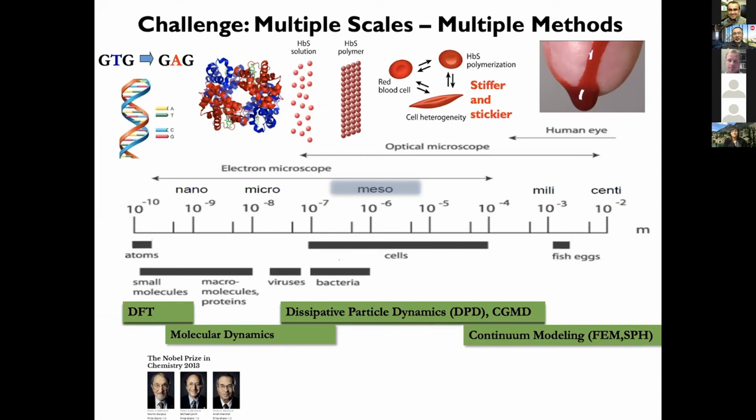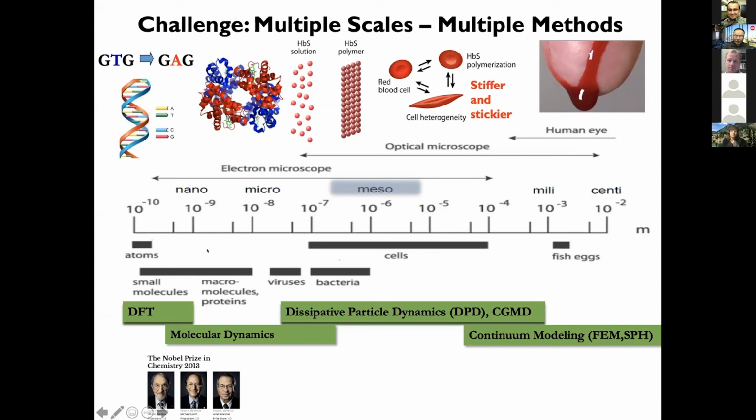So how this happens: these patients have a single mutation in the gene. This causes a change of the protein, just one site change, which then causes the protein to polymerize and the cell to become stiffer and sticky. Then your blood rheology changes, which causes vessel occlusion crisis in your body.